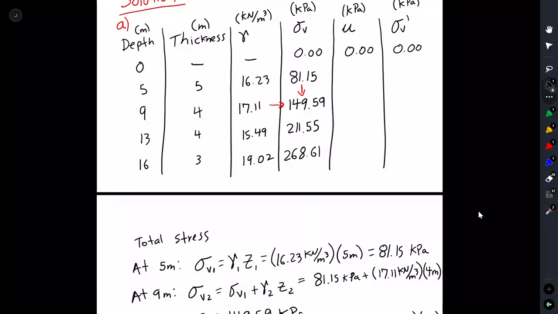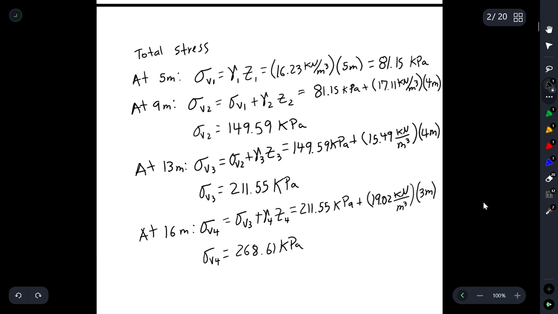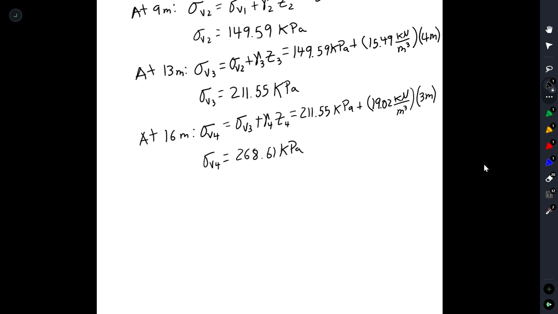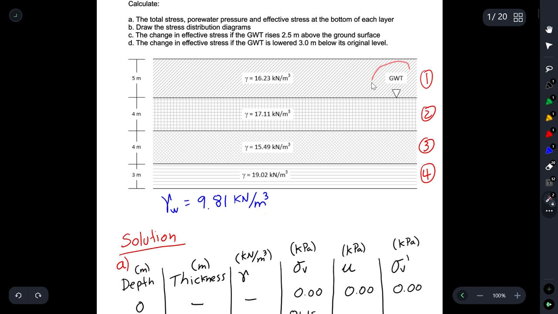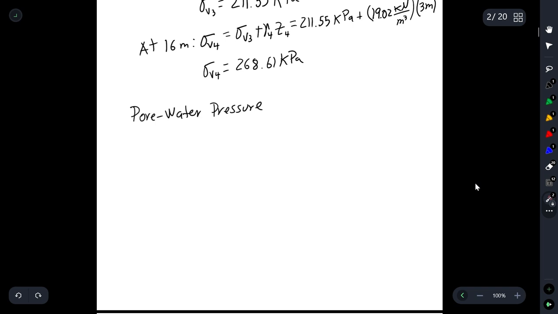Now, we're going to move on to calculate the pore water pressure in the soil profile. So let's put it here, pore water pressure. Now, remember that for this condition, we're going to have the groundwater table at a depth of 5 meters at the bottom of the first layer. In this case, we're going to consider hydrostatic conditions. Hence, we can calculate the pore water pressure as a hydrostatic pressure, just as you learn in your fluid mechanic modules.